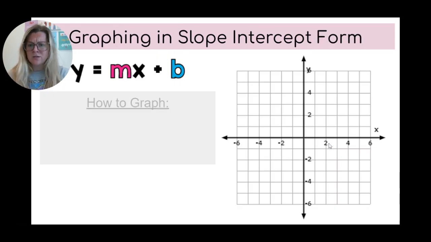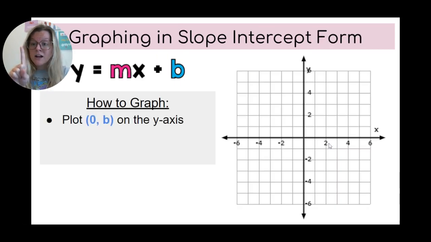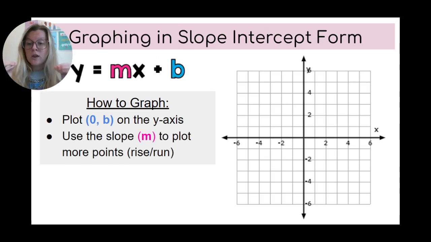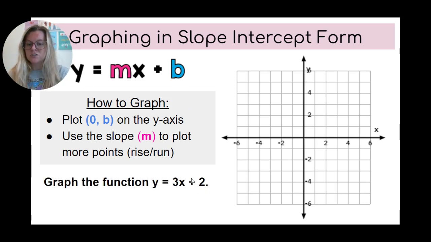So let's go ahead and graph one. When we're graphing, we are going to plot (0, b) on the y-axis, and then we're going to use the slope, rise over run, to get more points. When you remember this, think about b is your beginning. That's where you're starting. So go to b on your graph. So here, 3x plus 2, my b value is 2. So I'm going to (0, 2) on my graph.